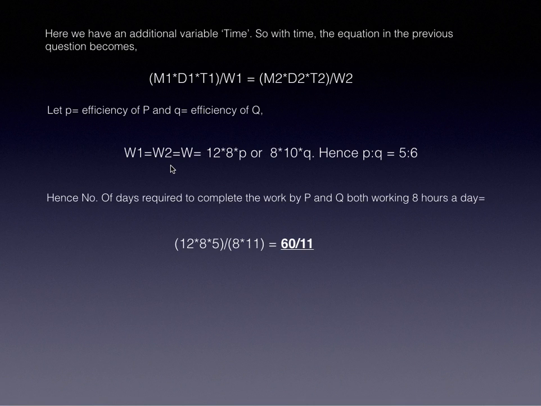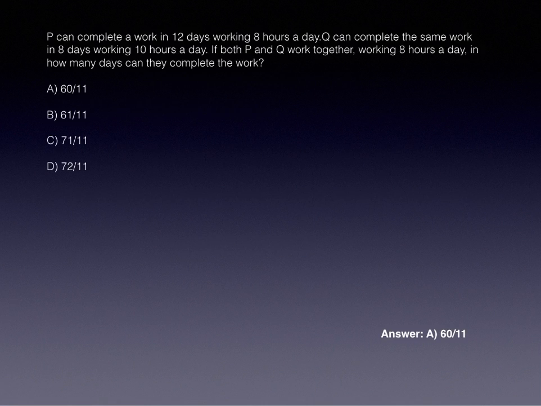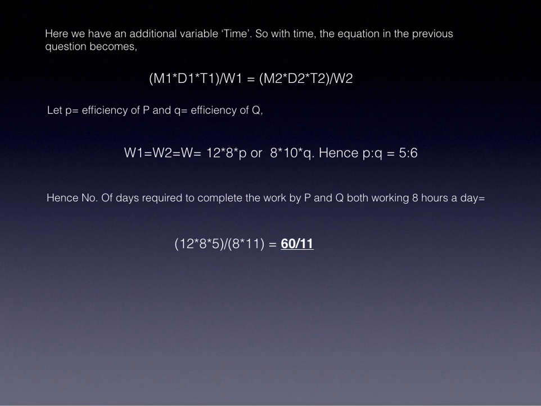Therefore, W1 is equal to W2 is equal to W is equal to 12, that is, the number of days taken by P, into the number of hours P works in a day. That is 12 into 8 into p, and this is same as 8 into 10 into q. That is, 8 days is the number of days taken by Q to do the work, working 10 hours a day, and this is the efficiency of Q.